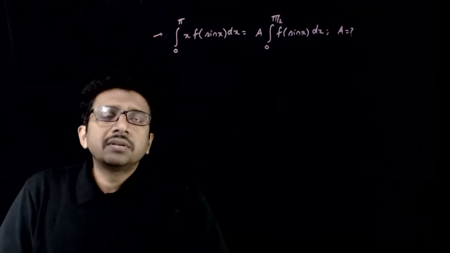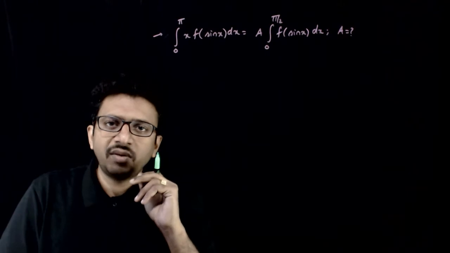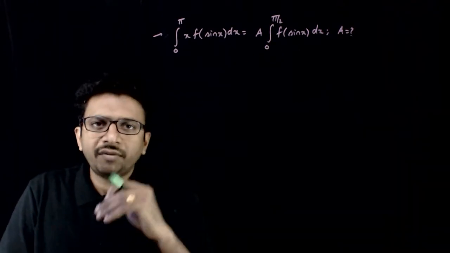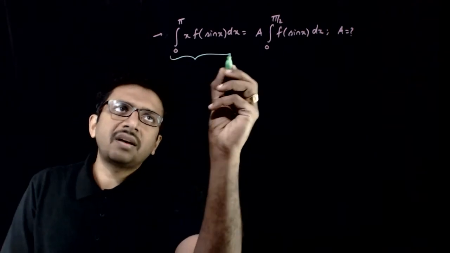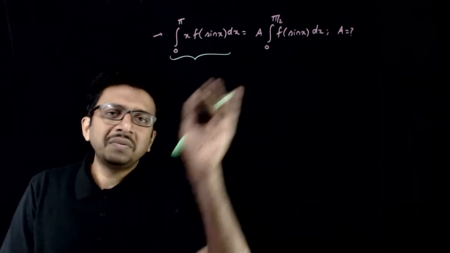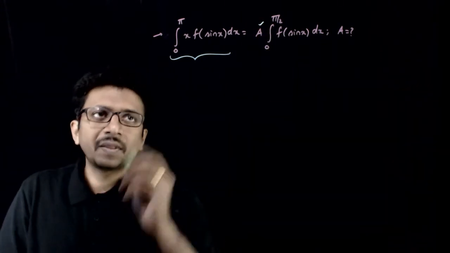So welcome students. In this question you're given that the integral from 0 to pi of x times f of sin x dx is equal to a times the integral from 0 to pi by 2 of f of sin x dx. So effectively you're asked to simplify this integral into this integral. When you do that, what is the constant that comes out?